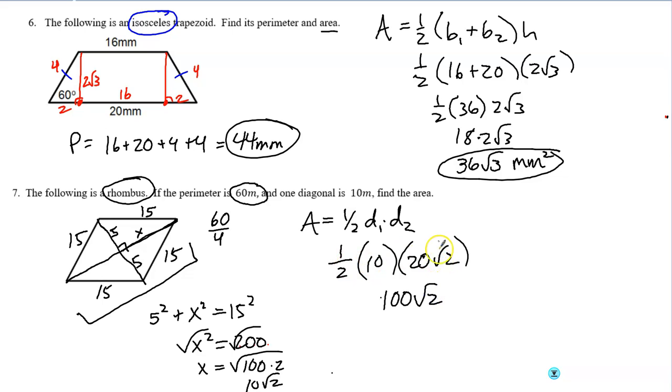Remember, you're not taking half of both. This doesn't say 10 plus 20 root 2. You're only taking half of 10, and then you get 5. And then I did 5 times 20, so that was how I got the 100. And this one is in meters, and so it's square meters. Okay.